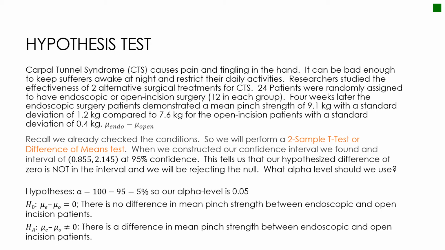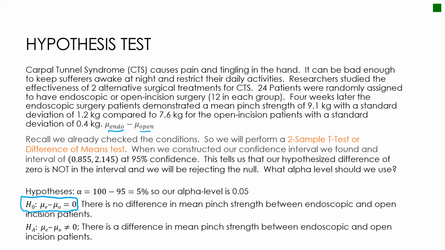So then we have to find the alpha level, and of course our alpha level should be based on our hypotheses. So again, let's look at our hypotheses. My null hypothesis should be real easy because I'm expecting that endoscopic minus open should be a difference of 0. There's no difference in mean pinch strength. My alternative hypothesis, if I read through the entire question again, it doesn't say that we're expecting endoscopic to be better or we're expecting open incision to be better.